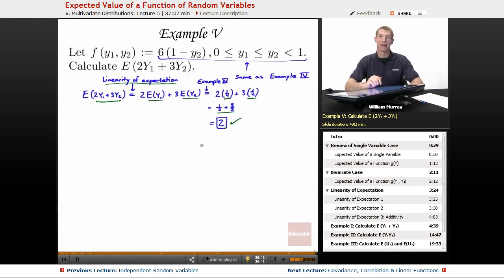So that wraps up this lecture on expected value of a function of random variables. Next up, we've got a lecture on covariance. It's a big topic, so there's a lot of good stuff in there. I hope you'll stick around for that.